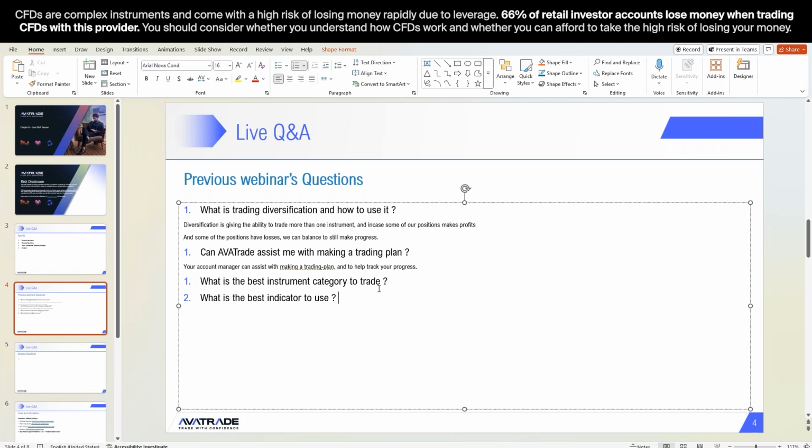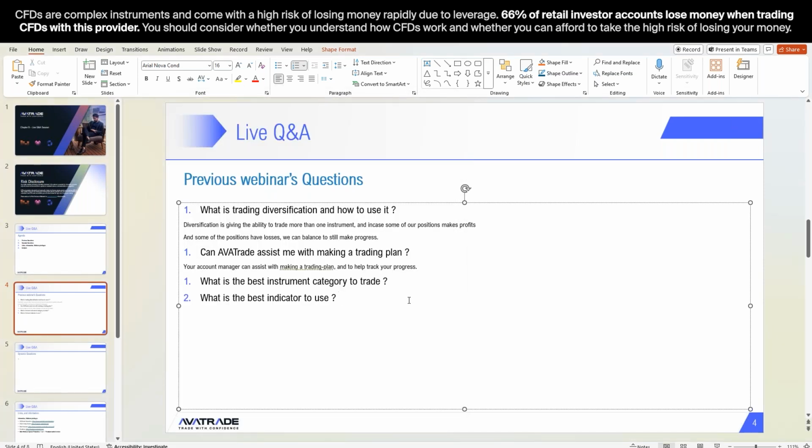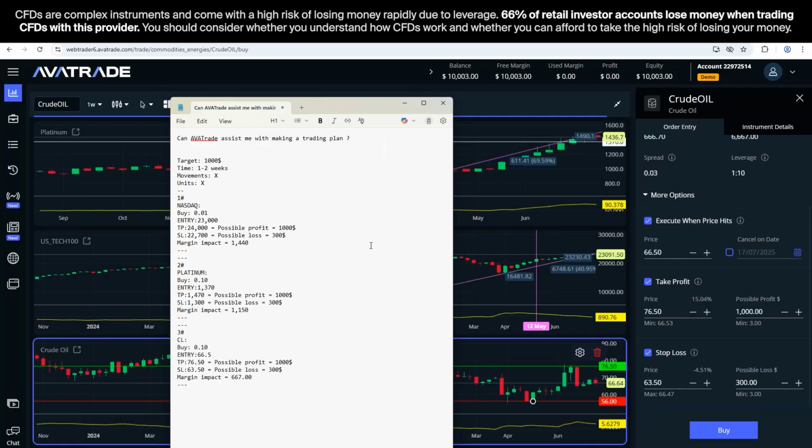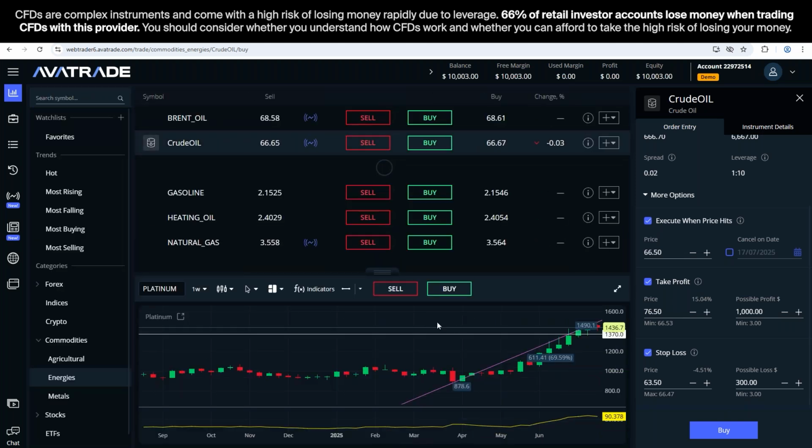What is the best instrument category to trade? Okay, I just love the questions that begin with what is the best. I mean, what's the best? Everyone has their own portfolio, and you can trade whatever you want and make profits with all instruments. We just analyzed different ones. This is one of the energies, this is one of the indices, one of the commodities, one of the metals, in here the agriculture. They're all various, they're all great. Okay, how can we answer this question?